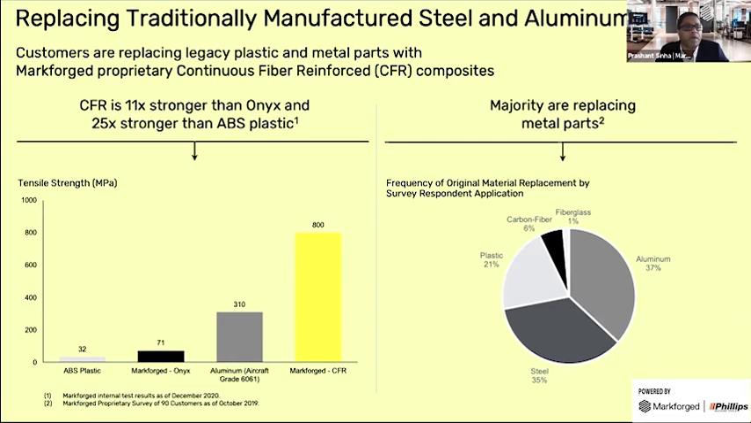Now, with Markforged, you can easily replace your traditionally manufactured steel and aluminum parts. Our continuous fiber reinforced technology gives you parts 11 times stronger than our base material Onyx and 25 times stronger than ABS plastic, which you have with other competitors in the world. So the majority are replacing metal parts. Customers are already using our technology to replace metal applications. The tensile strength you can achieve ranges from 71 megapascal to 800 megapascal with our CFR technology.